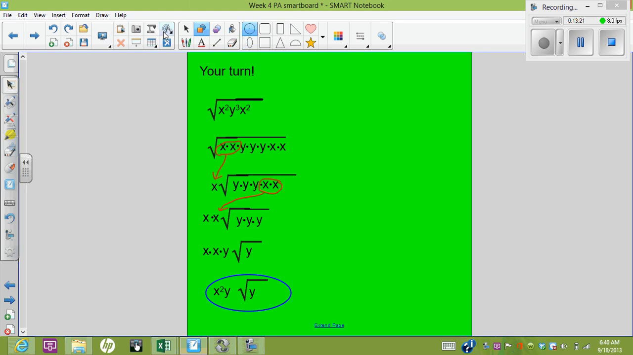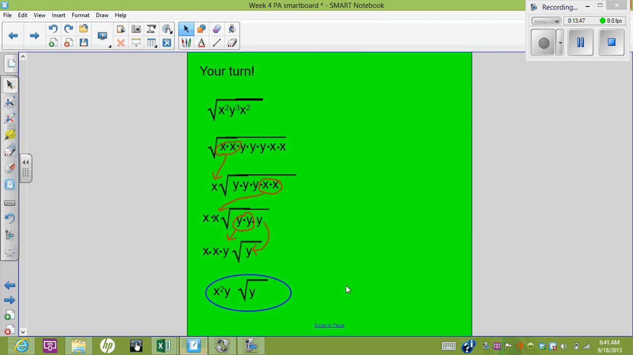There it is. Okay. So I brought down one set of x's, and then I brought out another set of x's, leaving me x times x on the outside. And then I brought down a pair of y's. And all that was left was this lonely y right there. And on the outside, I have x times y, which can simplify even further to x squared times y.